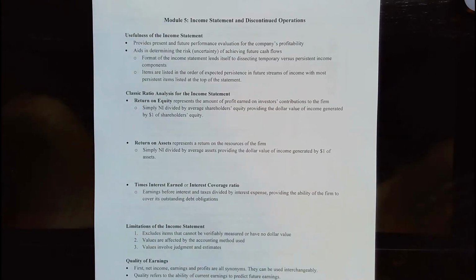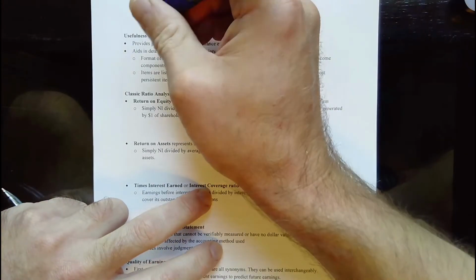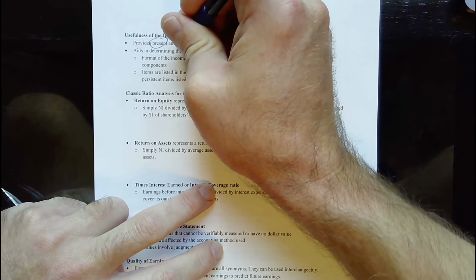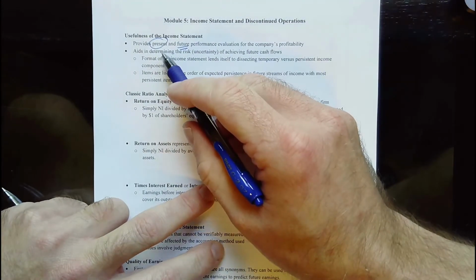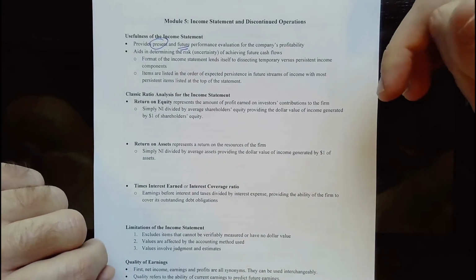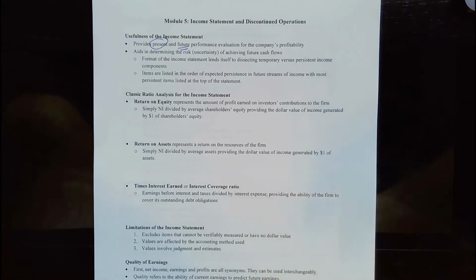What is its use to investors? The primary purpose of this statement is to examine, analyze the present and the future performance of a company's profitability. So it's both something that we want to know, well, how did the company do this quarter or this year, but also so that we could extrapolate this information into the future and say, how will the company do in the future? How can we predict the company's future performance based on the information that we have here?